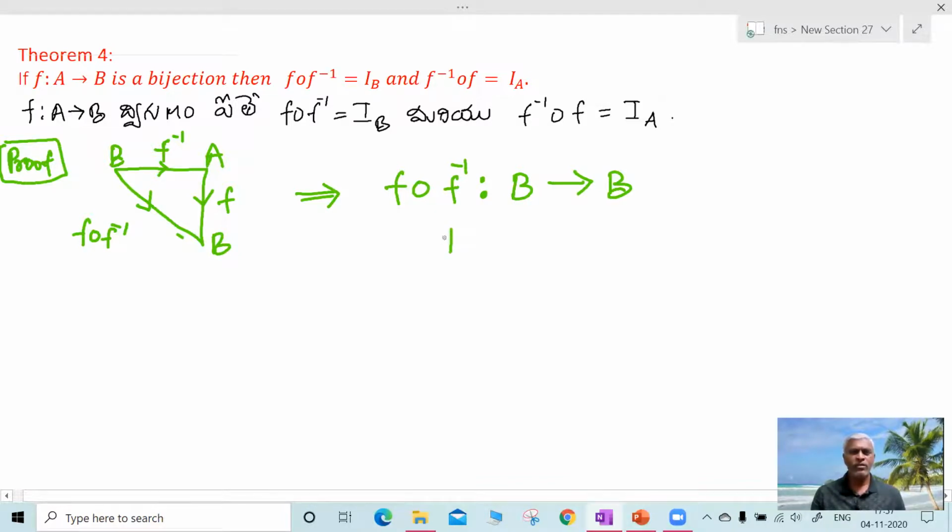And we know IB is an identity function defined on B to B.